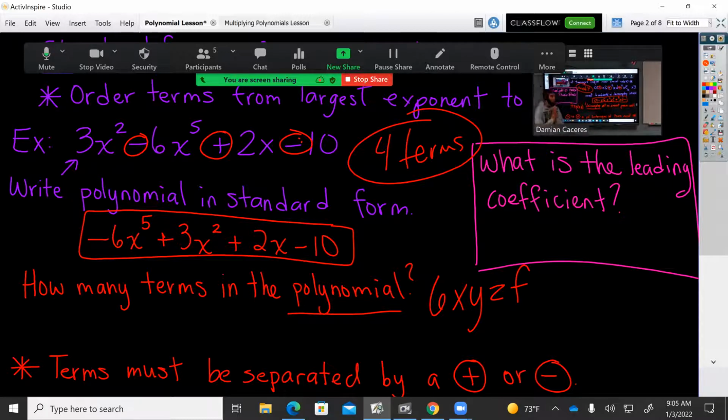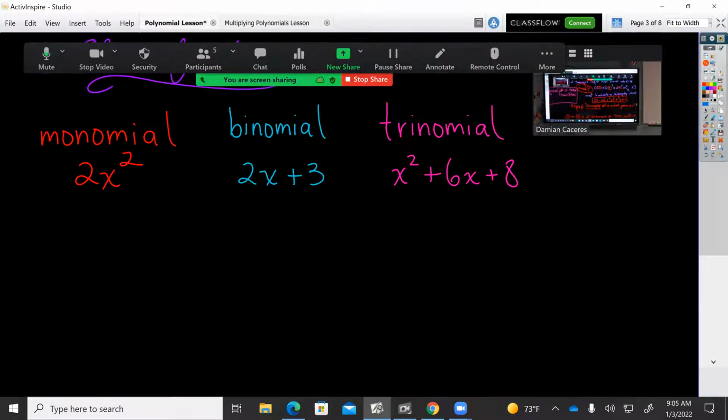But a polynomial with 1 term, with 2 terms, has a special name. A polynomial with 3 terms has a special name. So that's the next thing that we'll review. The names of the terms. So mono, bi, and tri are the prefixes to all these words. All of them end with what? Nomial. Nomial means term.